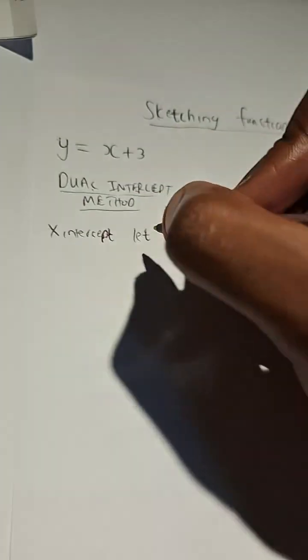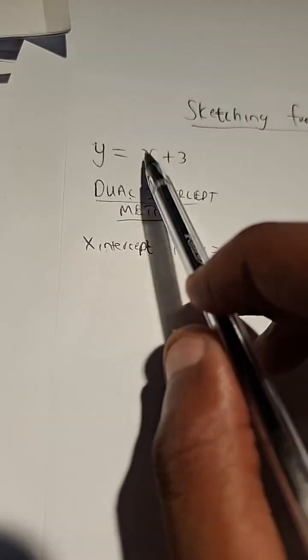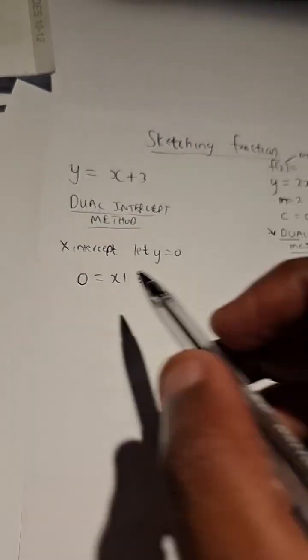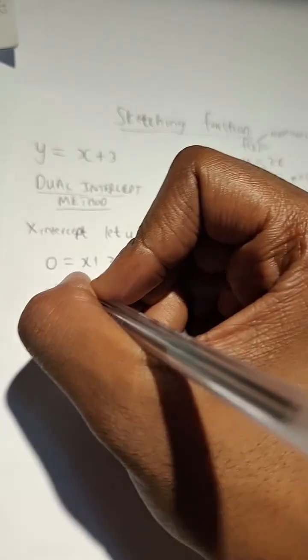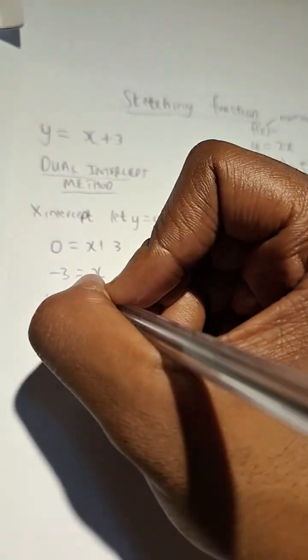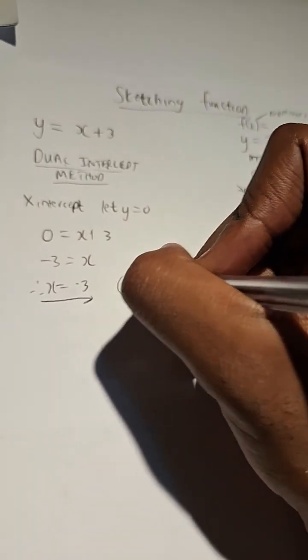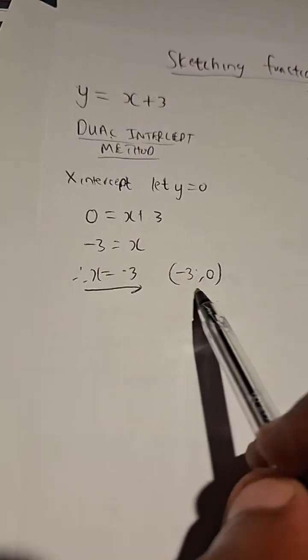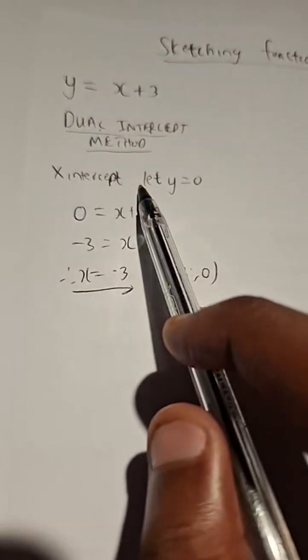When we find the x-intercept, we let y be equal to 0. So we come to this function and let y be equal to 0. When we do that, 0 is equal to x plus 3. That means we solve for x. Remember, isolate x, we transpose the 3. So therefore, negative 3 is equal to x. Therefore, x is equal to negative 3. What are the coordinates? When x is negative 3, y we had let be 0. So therefore, negative 3 and 0 are our coordinates for the x-intercept.